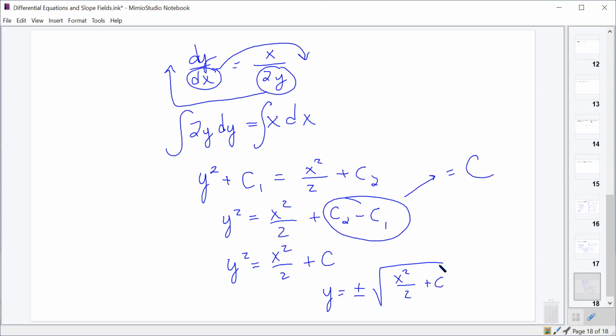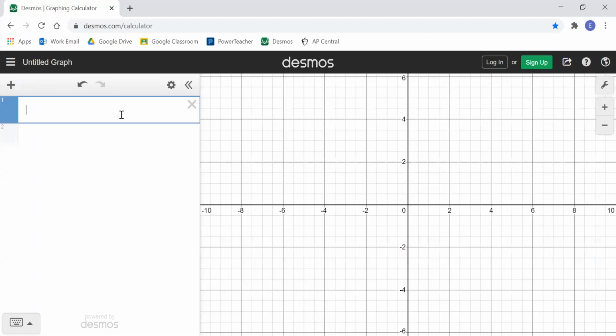Yep. Good. And we're going to do a bunch more of these. But before we do a bunch more of these, I'd like to take a look at the graph of this, because it should look like our slope field did, shouldn't it?